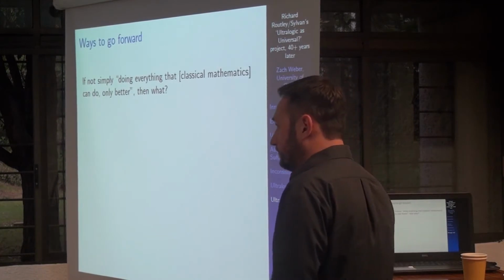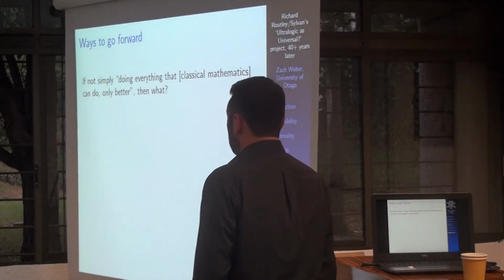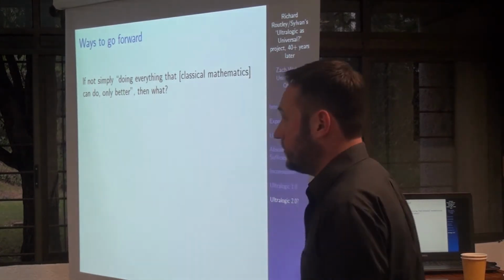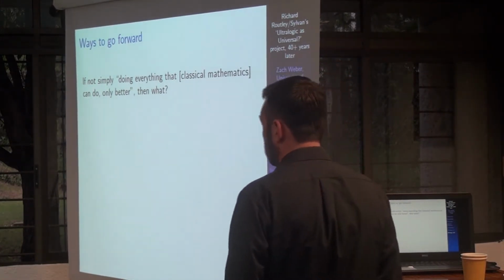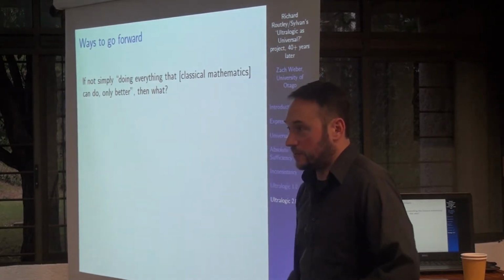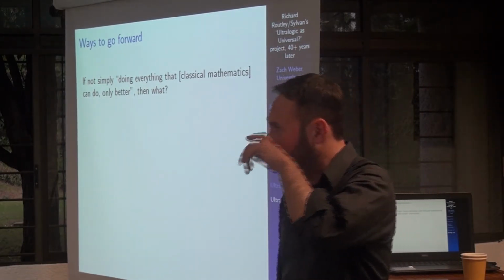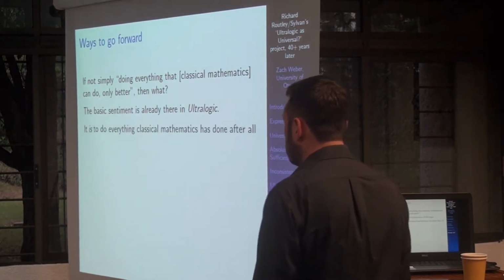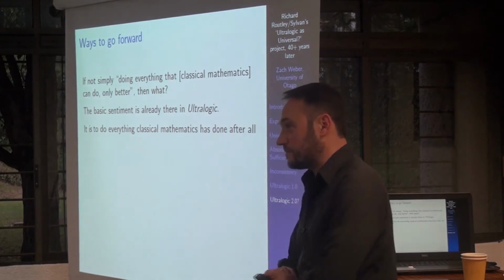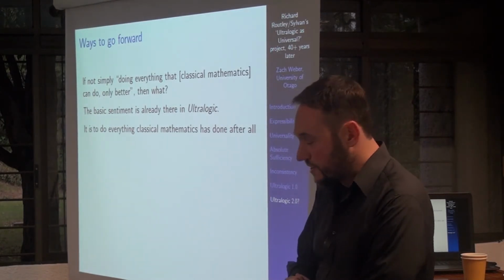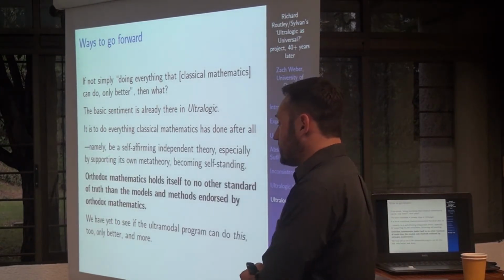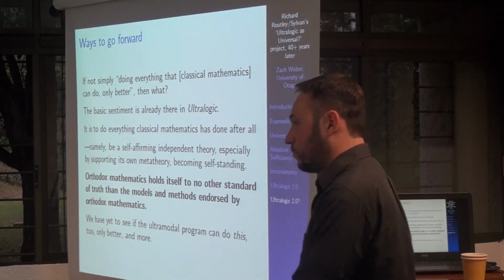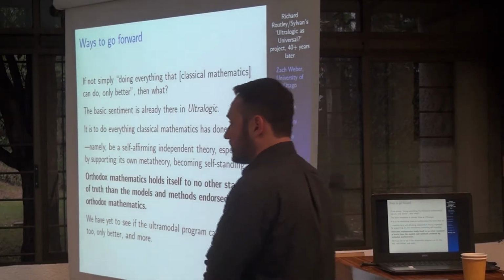So ways forward. So I think this program, well, if not simply doing everything that classical mathematics can do, only better, then what? I think it's been shown that it can't exactly do that. But the basic sentiment, I think, is already there. Actually, it is to do everything that classical mathematics has done after all. And what is that? Namely, be some kind of self-affirming independent theory which supports its own meta-theory and becomes self-standing.